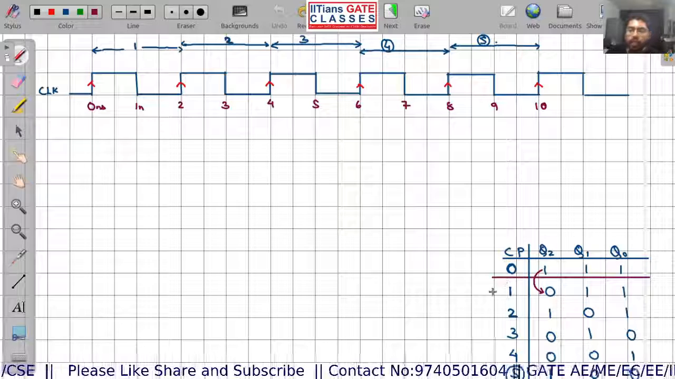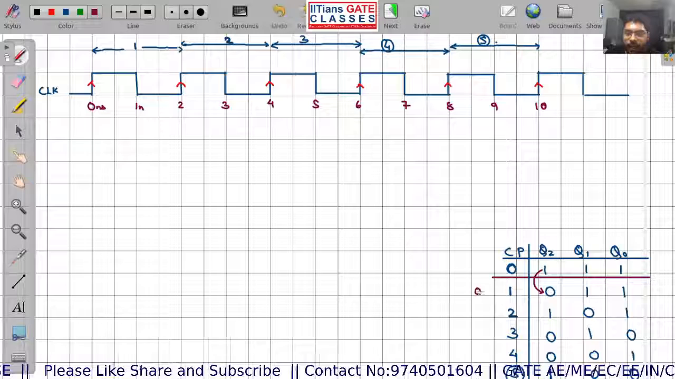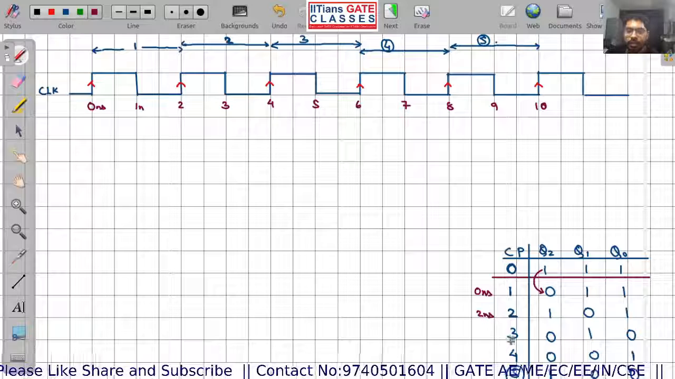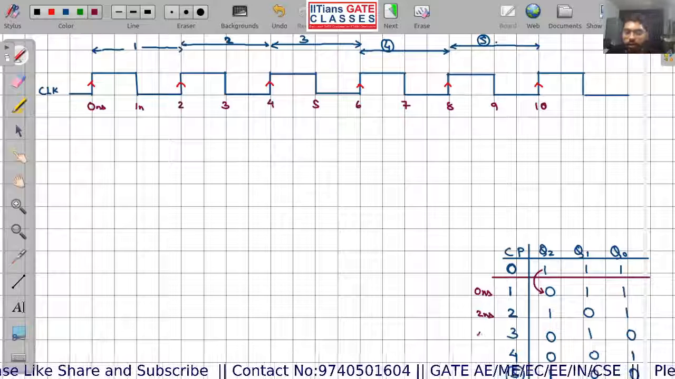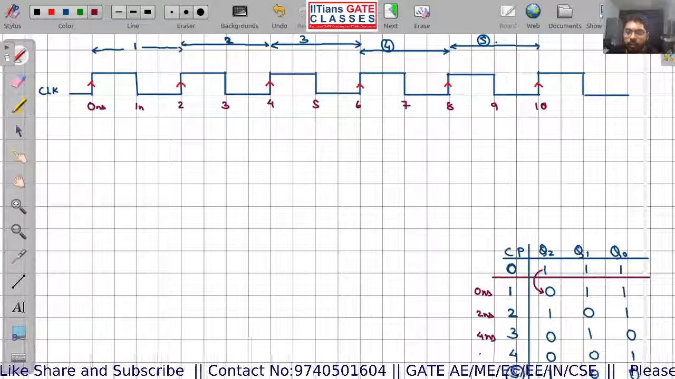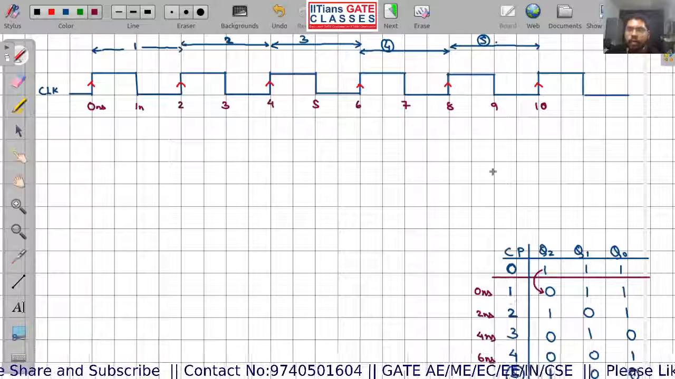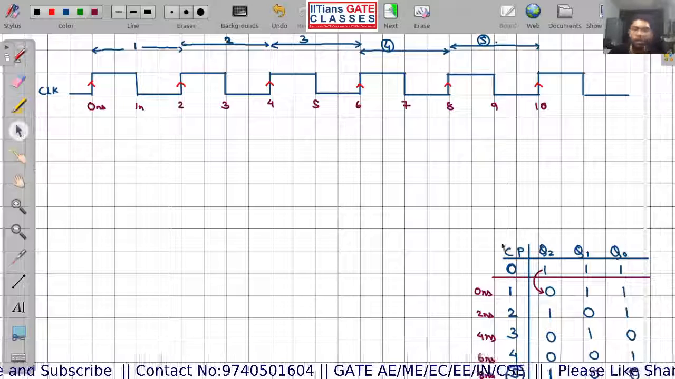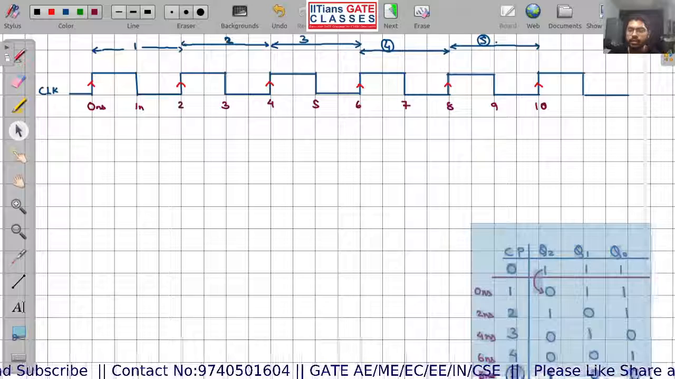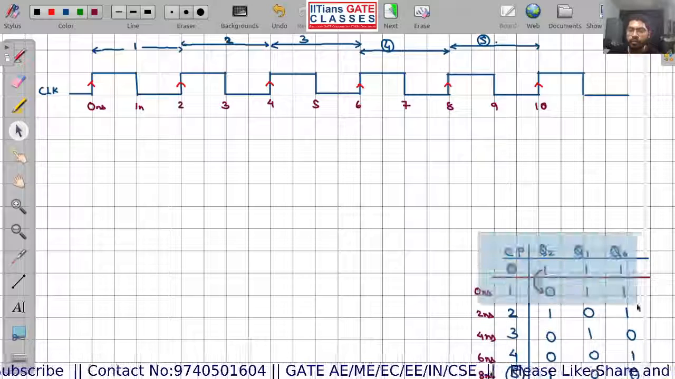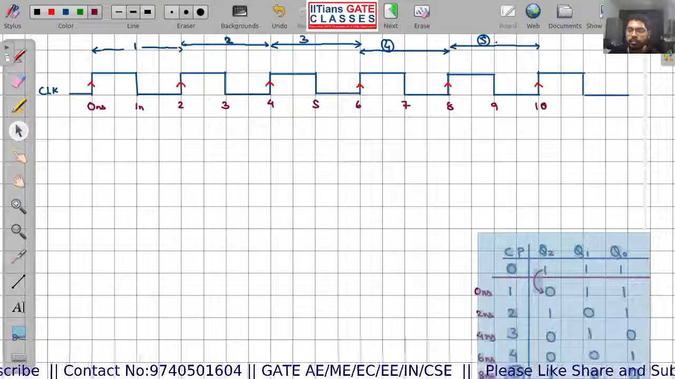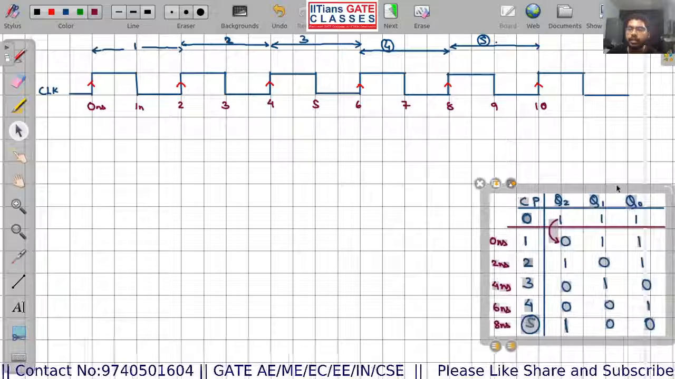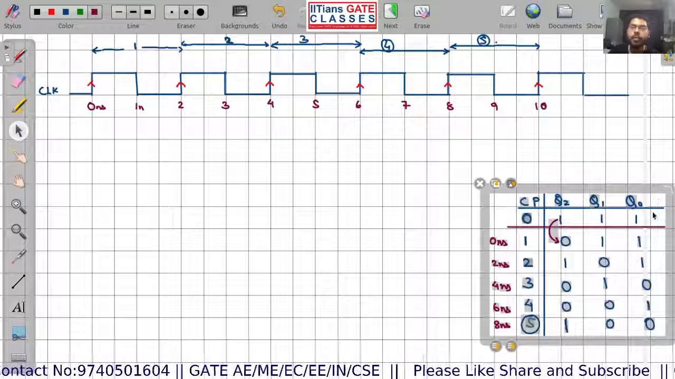Okay. So now let me mark the time. This first clock pulse is applied at 0 nanoseconds. This second clock pulse, you can see it is applied at 2 nanoseconds. Third clock pulse is applied at the 4th nanosecond. Fourth clock pulse is applied at the 6th nanosecond, and fifth clock pulse is applied at 8 nanoseconds. Okay. So I think you people will not be able to see this, so let me write it at this place. Fine. Okay. So now let me draw the waveforms.